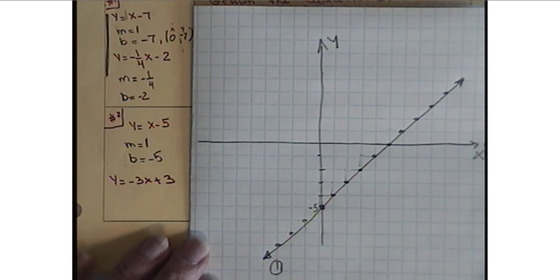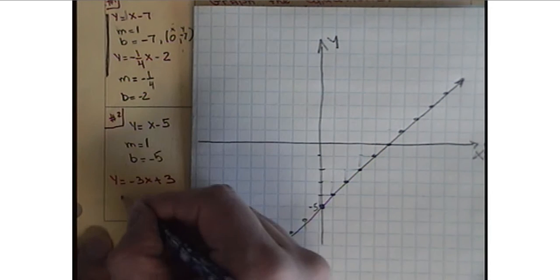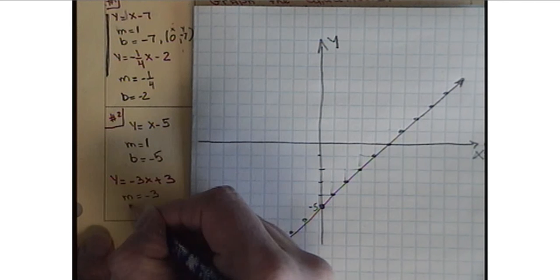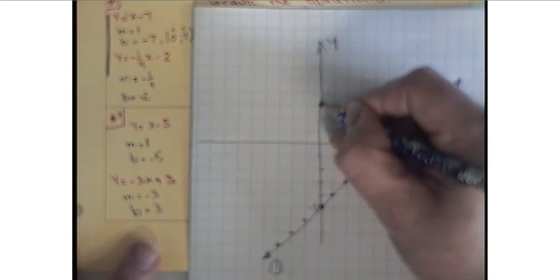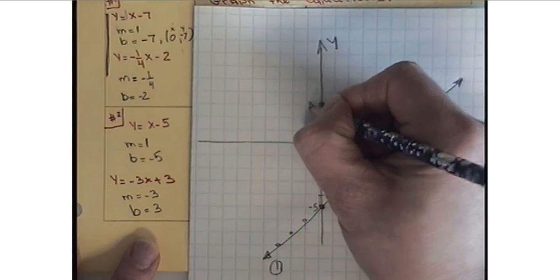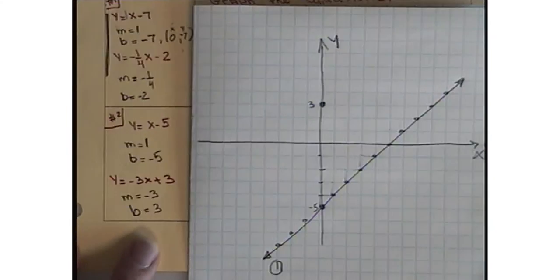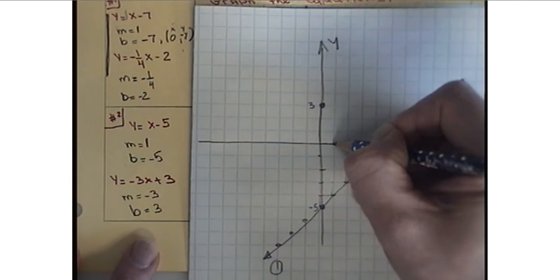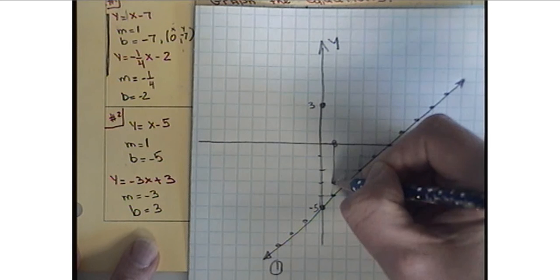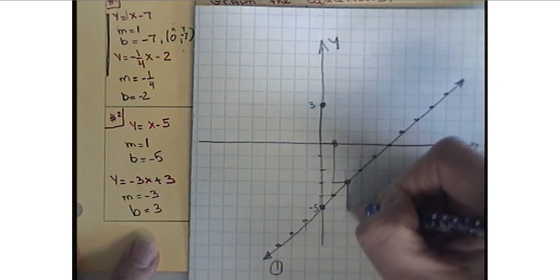Now let's take a look at the second equation. M is -3 and b is +3. So b +3 I have right here. This is 3 for b, for y-intercept. And m -3 means we go 3 blocks down, 1 to the right. 3 blocks down, 1 to the right.